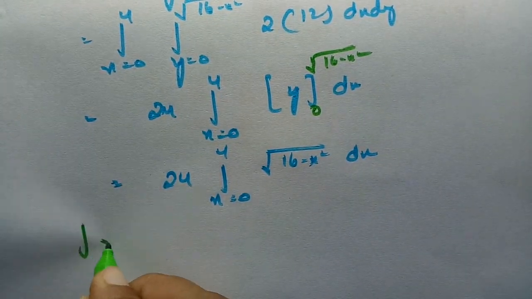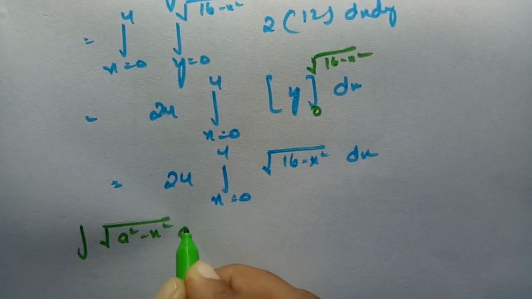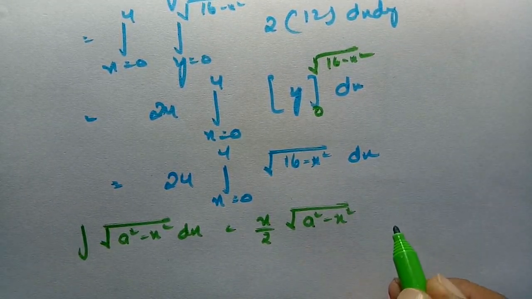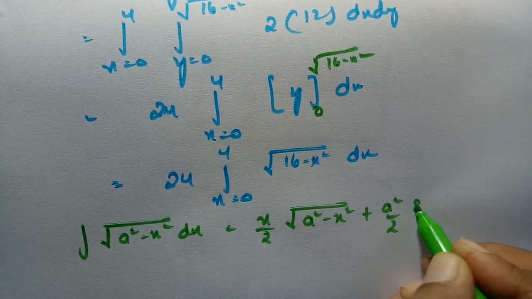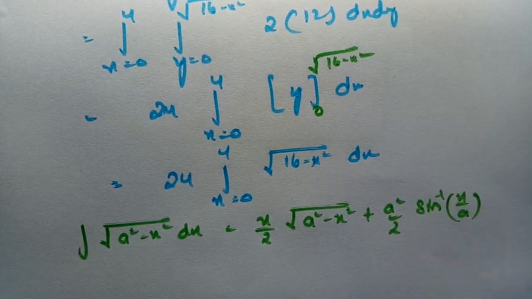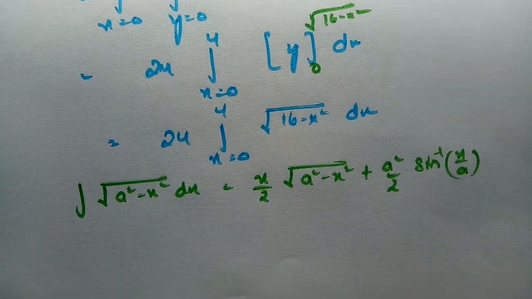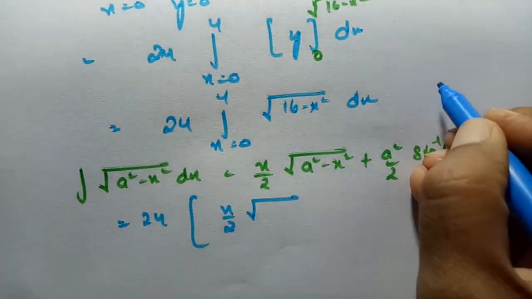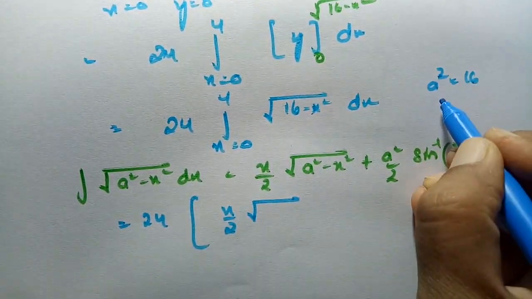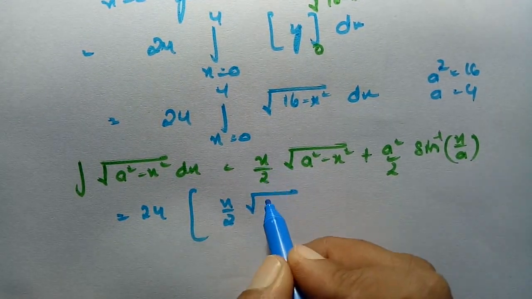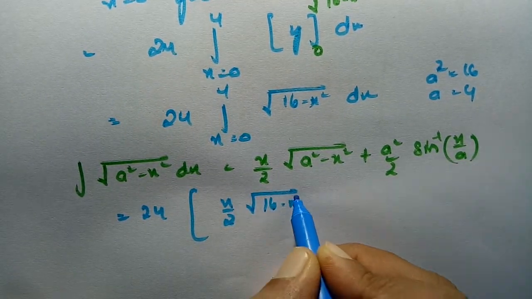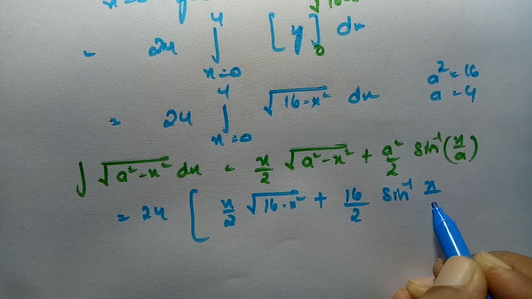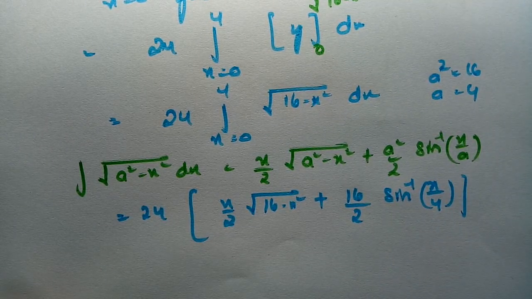As you can see, that is the integral of root over a square minus x square dx, which is nothing but x by 2 into root over a square minus x square plus a square by 2 sine inverse of x by a. So using this formula, I'll substitute. So this will be 24 times x by 2 times root over 16 minus x square, plus 16 by 2 sine inverse of x by 4, where a square is 16 and a is 4, between the limits 0 to 4.